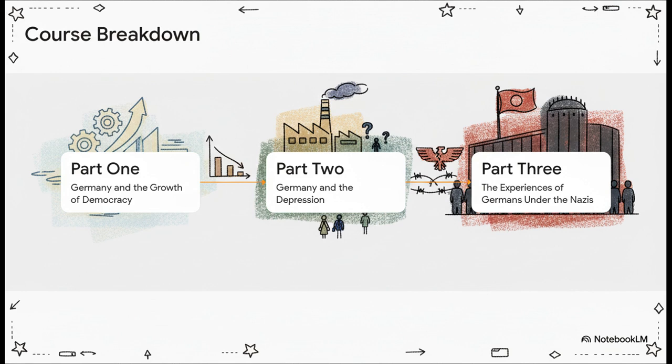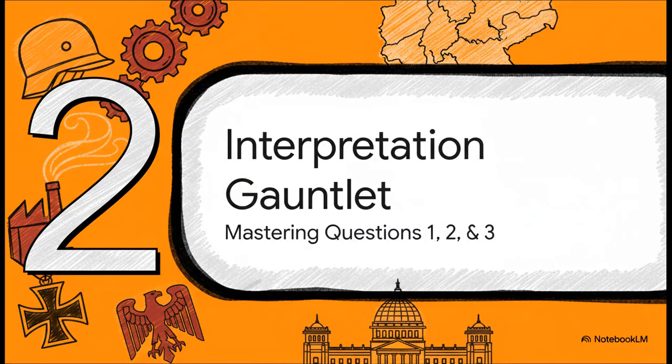Seriously, look closer. From the Kaiser, through the Weimar Republic, all the way to the Nazi regime, the exam is always focused on one thing. How did the government's actions affect the lives of ordinary German people? If you keep that idea in your head, it'll help you link everything together and make your arguments so much stronger. All right, let's get into the nitty-gritty of the questions.